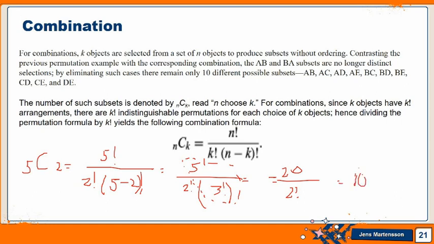So, for a larger number of combinations that we have, you can simply use this formula. n choose k is equal to n factorial over k factorial times n minus k factorial. So, that is all for the fundamental principle of counting.